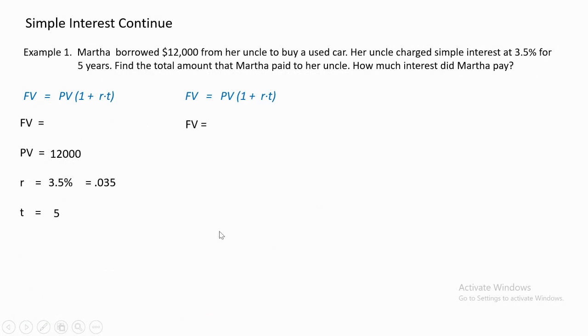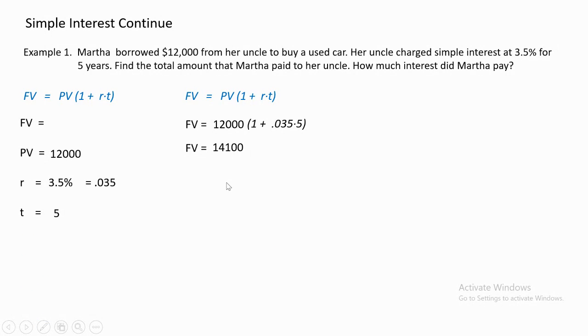Again, we plug everything into the formula. There's my present value. There's my interest rate, the R, 0.035, times 5 for the time. And just plug into the calculator just the way it is, and you get the future value, which is the total that Martha paid to her uncle.